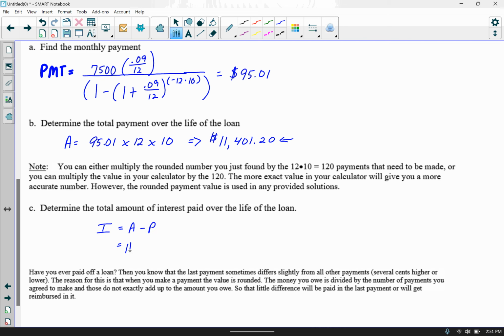So total amount we paid was a little over $11,000 minus the original price of the loan, $7,500, amount of the loan, not price, original amount of the loan. If you do that subtraction, you ended up paying almost $4,000 in interest, $3,901.20.